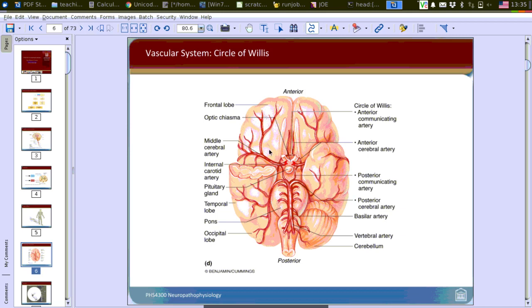If the blood flow is blocked beyond the circle of Willis, so for example, if the blood flow was blocked here, that's the right middle cerebral artery, then the circle of Willis can't do anything. The blockage would prevent all of this area here from receiving blood flow, and the tissue would die.